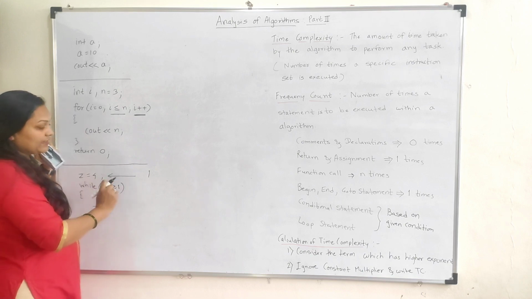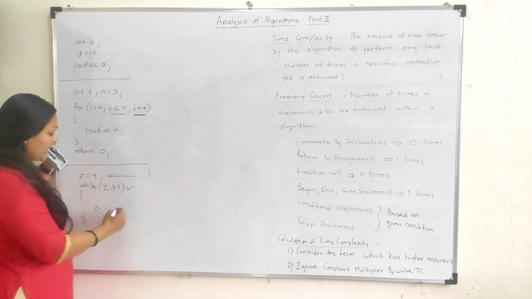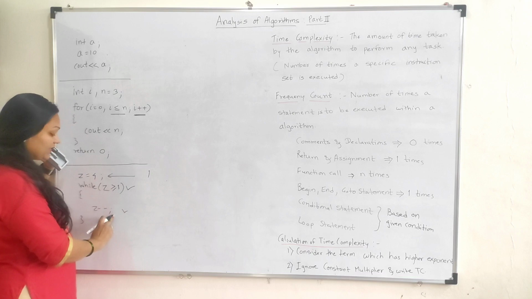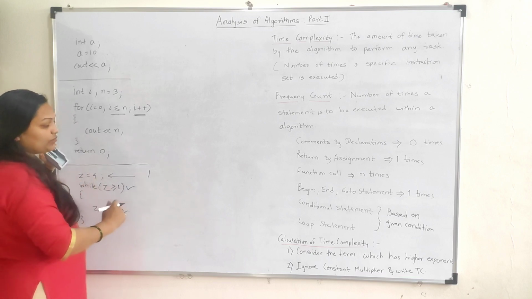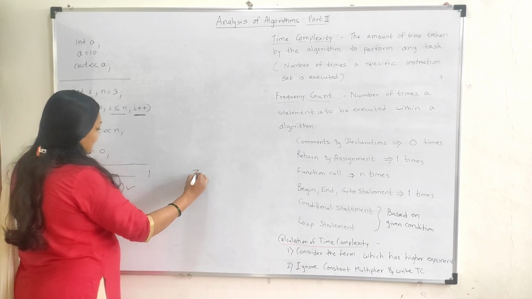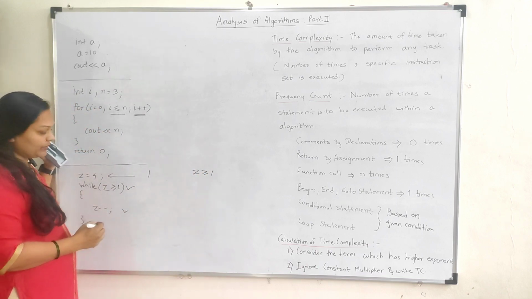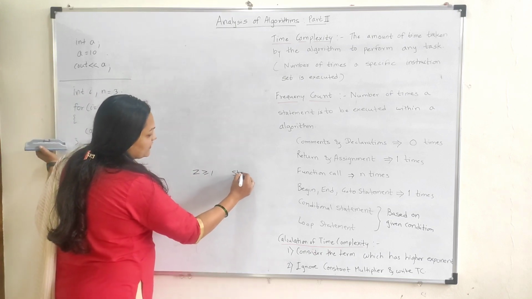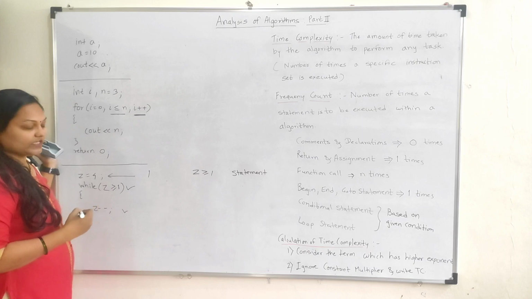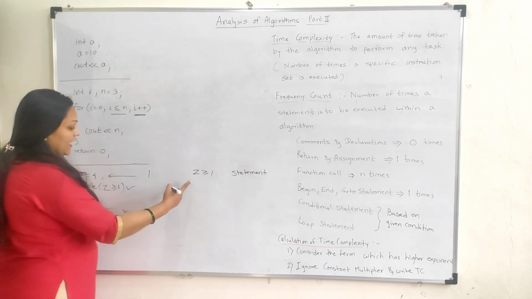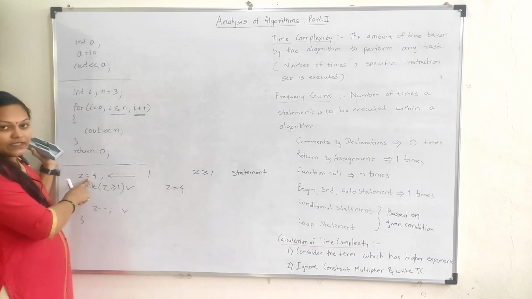Okay, so let's see the execution of this. How many times will this condition execute, and how many times will the instructions inside the while loop execute? So the value of z is 4, and which condition do we need to take? z is greater than or equal to 1. We need to find out how many times the statement inside the loop will execute. So the value of z is initially 4.